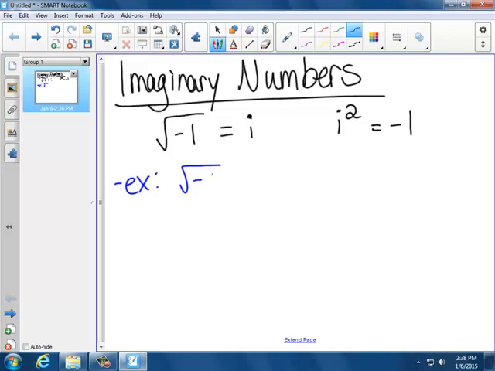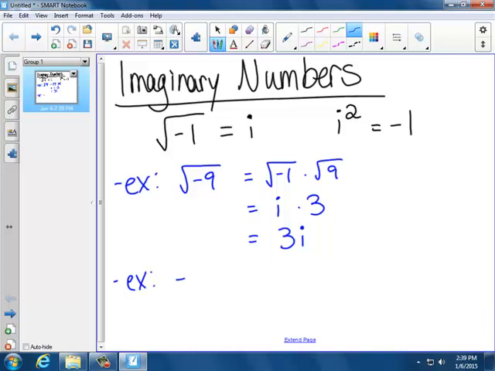If we had the square root of -9, we could break this apart to be the square root of -1 times the square root of 9. The square root of -1 is i. The square root of 9 is 3, which we write as 3i. We treat i just like it was an x, even though it represents the square root of -1. As we get better at these, we can just jump to writing the square root of -9 as 3i. But that's the breakdown of why.